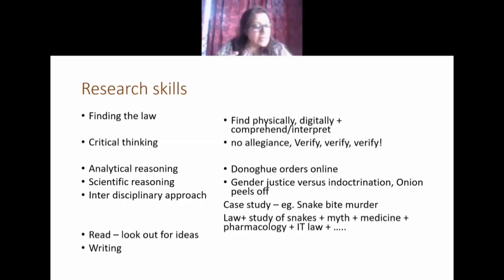So just like how an onion skin is peeled off, we have to peel it off and say, this is not me, this is not me. And we have to discover that space where we are very objective, and that is required for scientific reasoning. Interdisciplinary approach, very, very important.